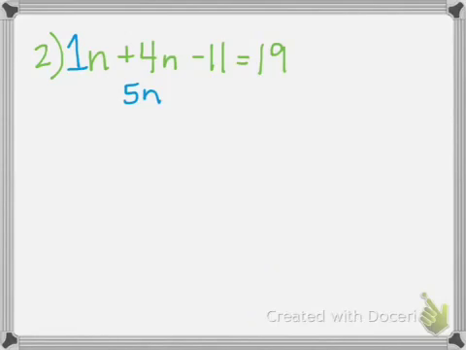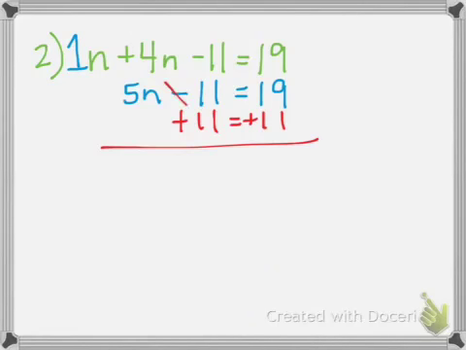I can't do anything with this minus 11, so I'll just keep it. Keep my equal sign, keep my 19. And then step 2, get rid of my constant. So the opposite of subtracting 11 is adding 11. So I'll add 11 to both sides. These will cancel out, so I'm left with 5n.